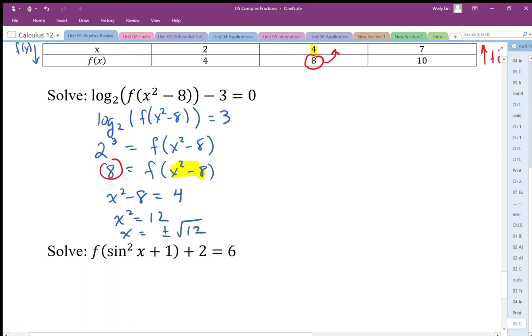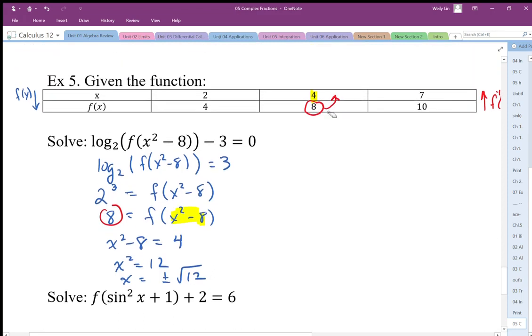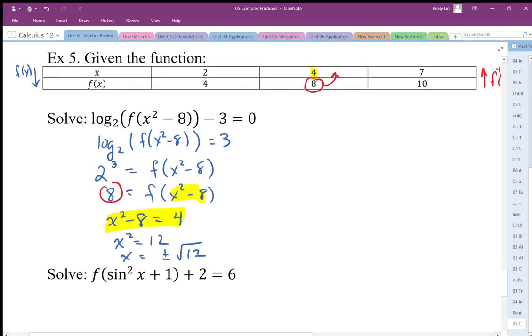Okay, so again, this idea of, although I don't know what f is, if I understand this idea that input-output and going in this direction is an inverse or undoing the calculation, then I can see that if I end up with the answer 8, I must have started with the input of 4. Okay, so that means that this x squared minus 8 must be equal to 4. And that's the reasoning that I used to undo that step.